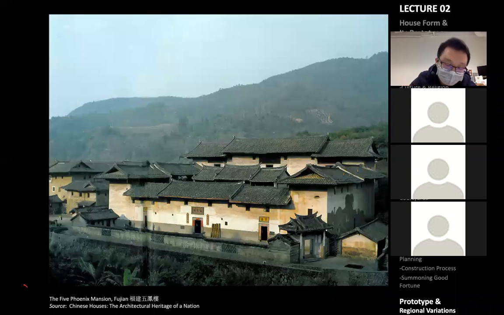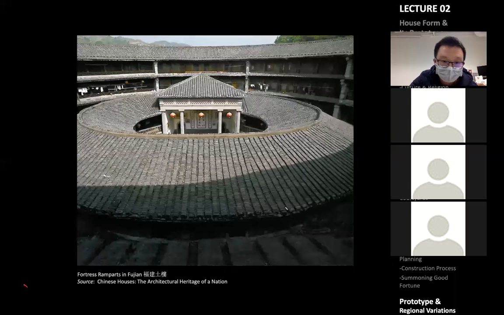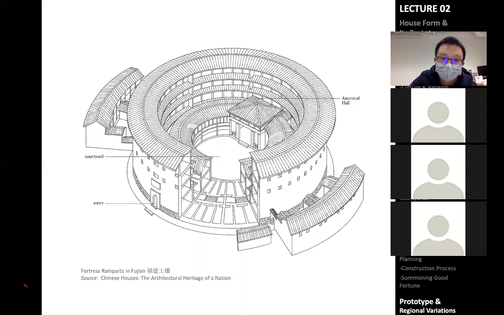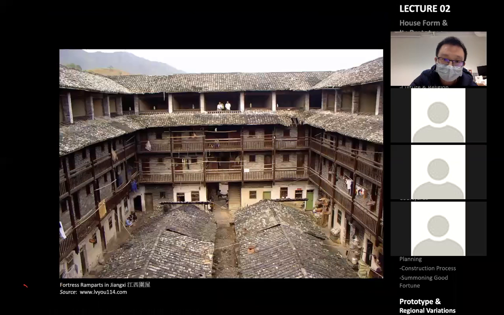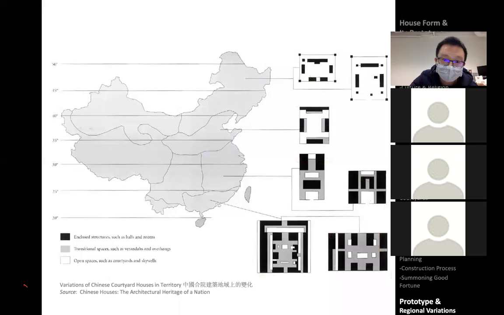And how this kind of circular forms was developed according to our studies of different types of walled houses in Fujian, from Wufenglou, the Five Phoenix mansion, and to this circular mansion, and their relatives in Jiangxi. And so this is basically our 3 lectures on the dwelling houses.